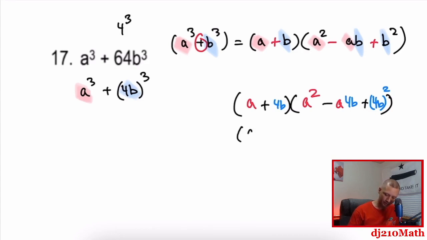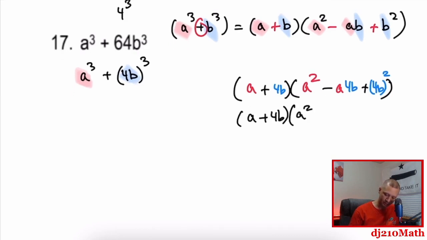This is going to be a plus 4b, a squared minus 4ab plus, I can square the 4, square the b, 16b squared. Okay, that's it. That was weird.